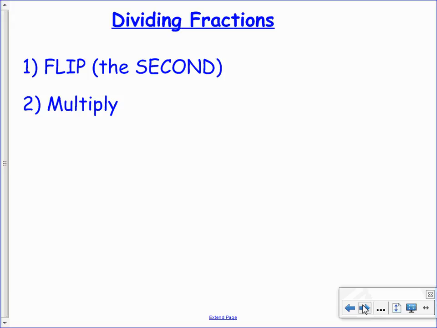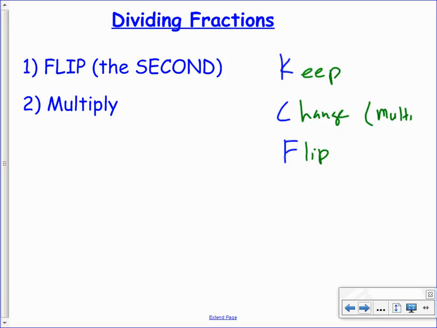When dividing fractions, all you do is flip the second, and then you do the same thing as multiplication. That's it. You flip the second fraction. I like to remember Kentucky Chicken Fried, which stands for keep, change, and then flip. Change means change division to multiplication. When you flip the second fraction, remember that dividing just means multiplying by the reciprocal.